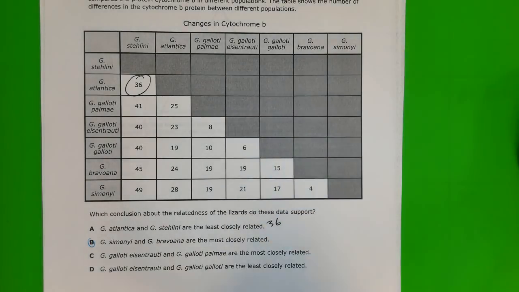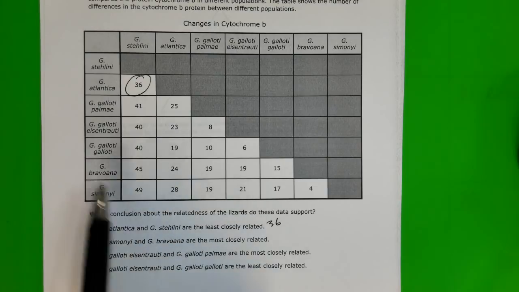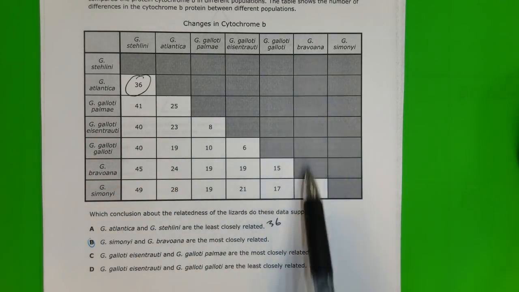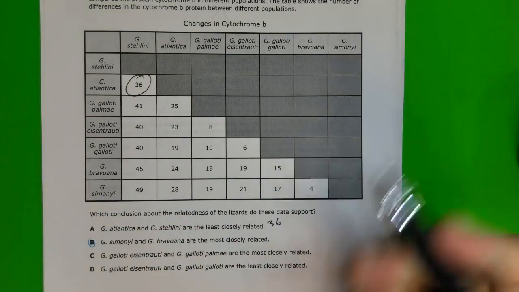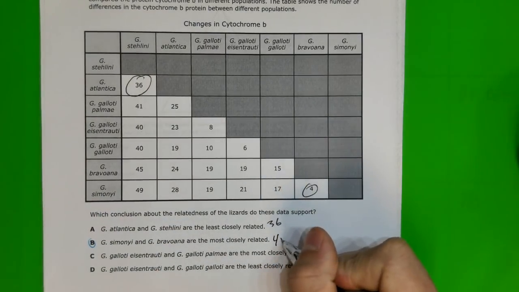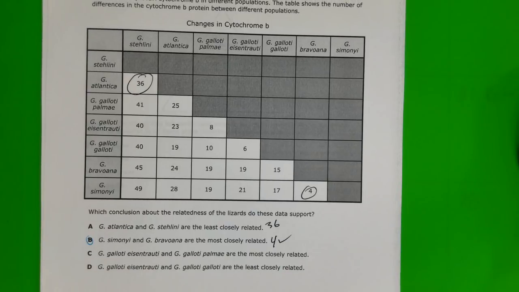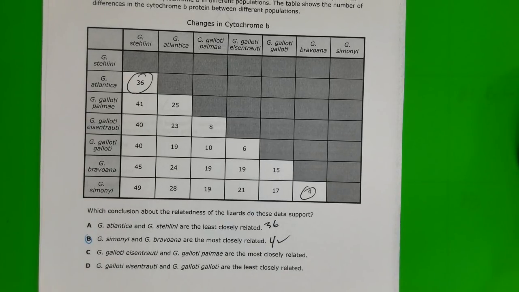And then we go to the next one. We've got Simone and Brevonia. And it says, okay, so let's go to Brevonia and let's go to Simone. They only have 4 differences. So far that's the right answer. But let's make sure before we make our decision.